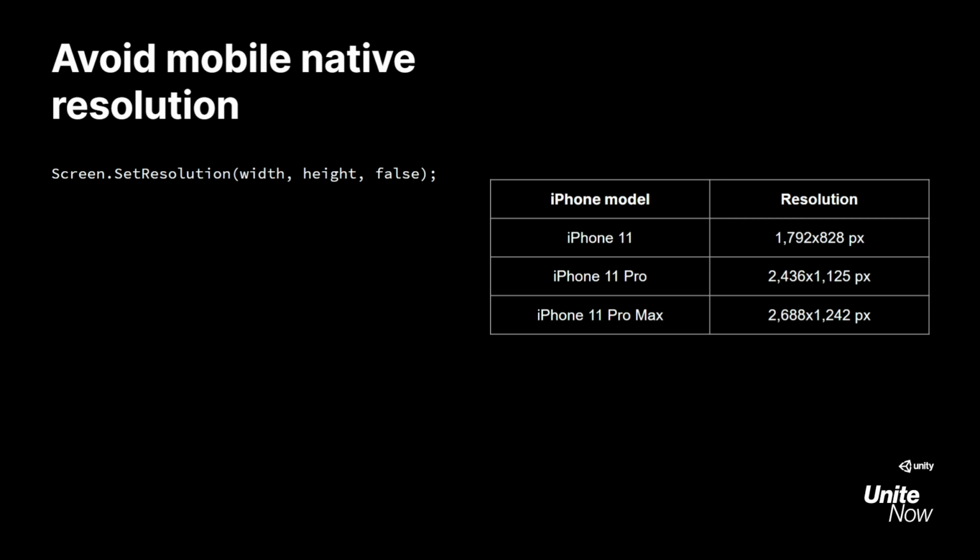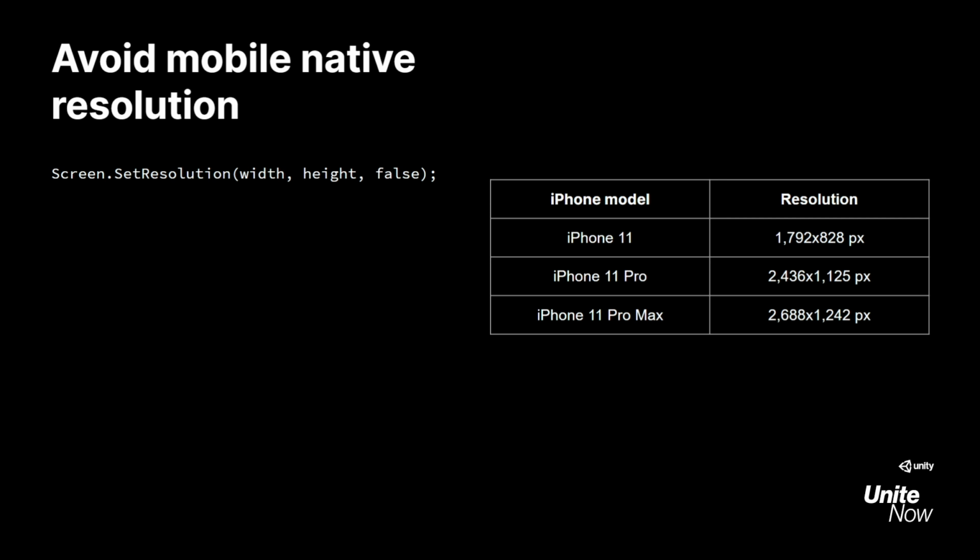Perfect. So the next one is to avoid mobile native resolution. And you know that the latest mobile phones' resolutions are pretty high. In some of the latest iPhones, you can go to crazy resolutions. So displaying that resolution on mobile might cause performance and heat issues due to the high number of computations involved in processing things such as the post-processing, etc. If your game is already suffering on the GPU side, maybe this is going to make the problem even worse.